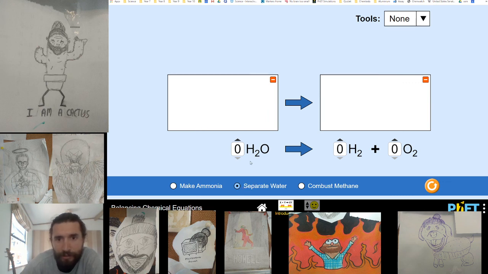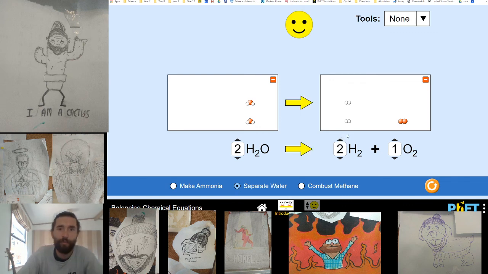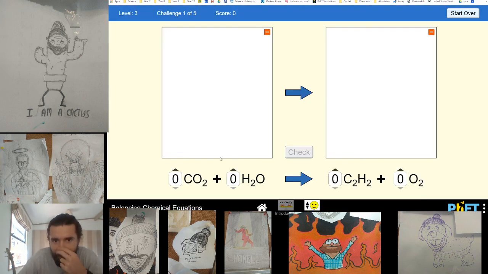I'm going to just show you one more. Separate water. So let's just put 1 of everything. I've done this one already, I think. We have 1 oxygen here, 2 oxygens here. I'm going to need more oxygens on the left. I have 2 oxygens here, 2 oxygens there, good. Here I've got 2 hydrogens here and 4 there. I'm going to need 4 on each side, so I push up and we are done. When you've finished the intro, go into the game, try to complete everything up to level 3. This is the last one, real tricky, but I'm sure you will be able to do it.